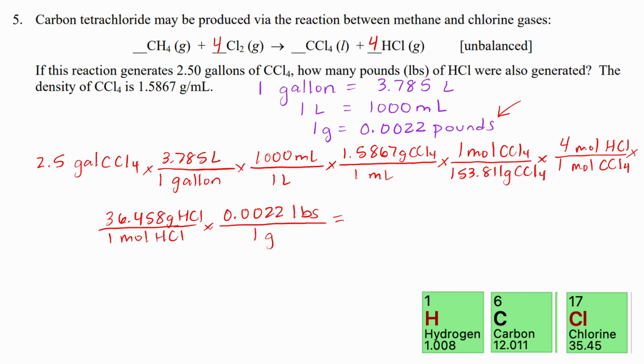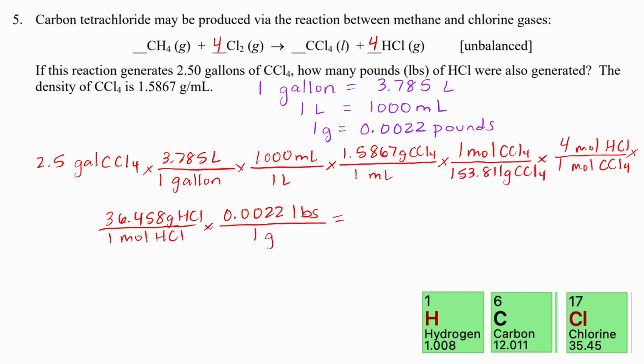So if you want to double check that, let's go ahead and switch colors here. My gallons are gone. My liters are gone. My milliliters are gone. My grams of CCl4 are gone. My moles of CCl4 are gone. My moles of HCl are gone, and I'm left with HCl in pounds, which is exactly what it asked for.